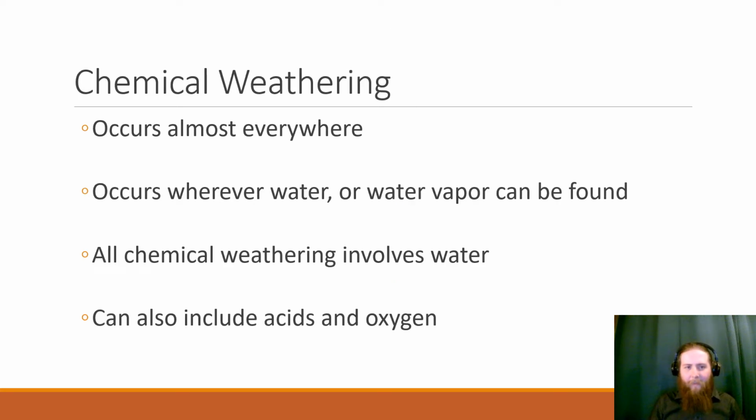The second type of weathering is chemical weathering, which occurs almost everywhere. And when I say almost everywhere, I mean anywhere there's water or water vapor. All of your chemical weathering is going to involve water. It can also include the addition of acids and oxygen, but water has to be present in some capacity.